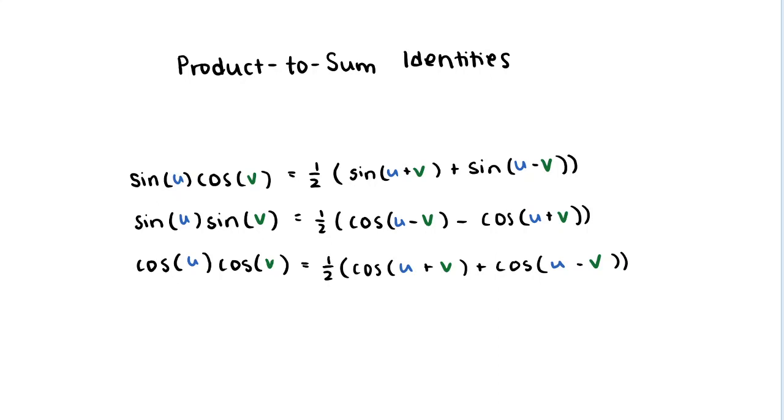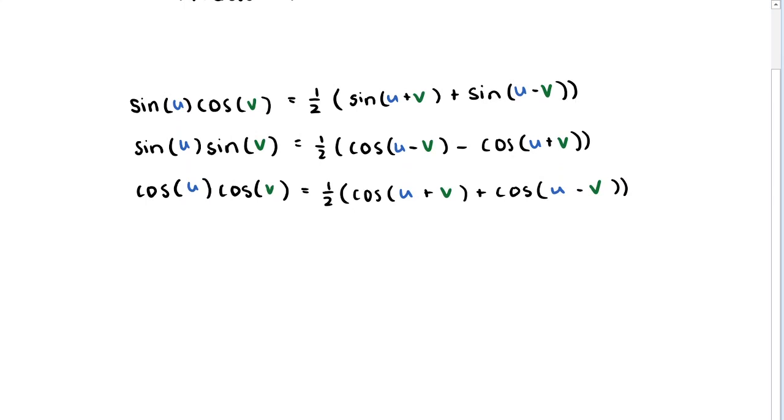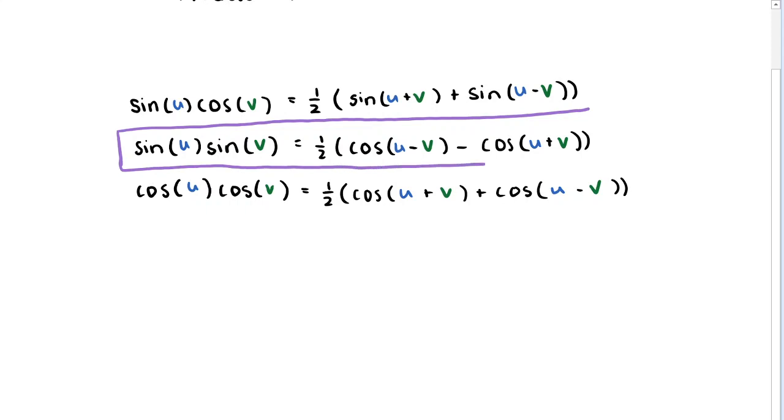These identities come from the angle sum and angle difference identities. We can see on the right sides of these identities that they involve angle sums and differences. So maybe let's begin our discussion of these identities by proving one of them. Let's try and prove this identity in the middle, the identity involving sine of u times sine of v.